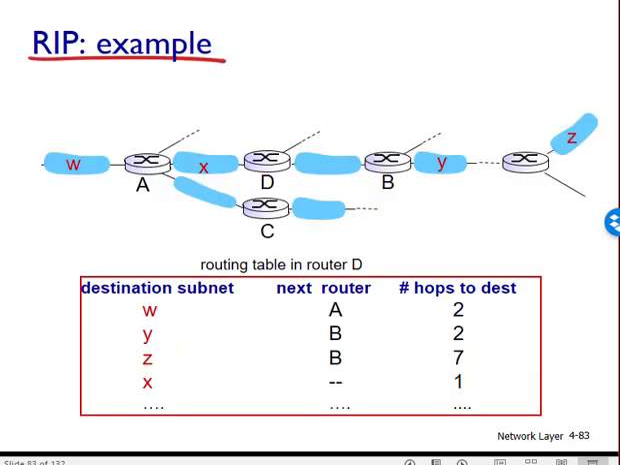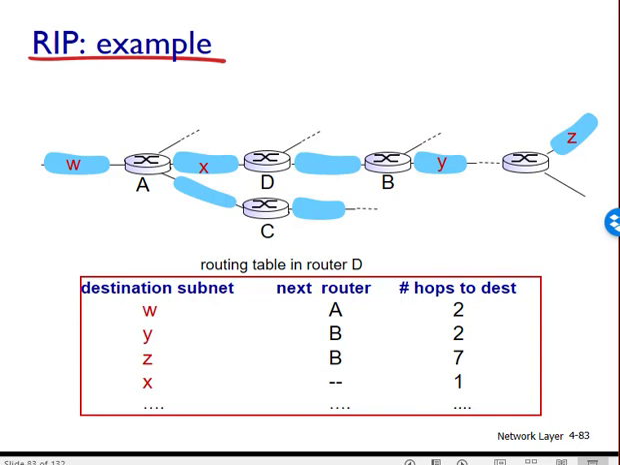Consider the portion of an autonomous system shown here. In this figure, lines connecting the routers denote subnets. Only selected routers, A, B, C, and D, and subnets, W, X, Y, and Z, are labeled. Dotted lines indicate that the autonomous system continues on. In other words, the autonomous system has many more routers and links than the ones that are shown here.